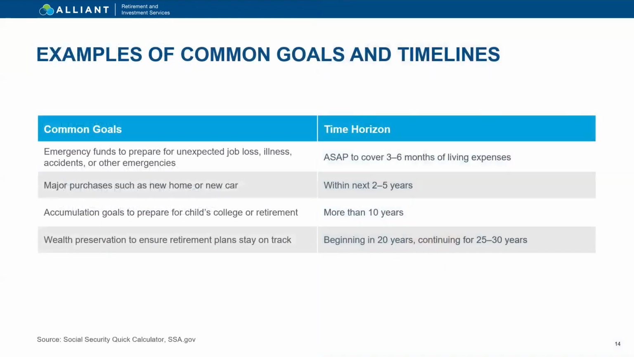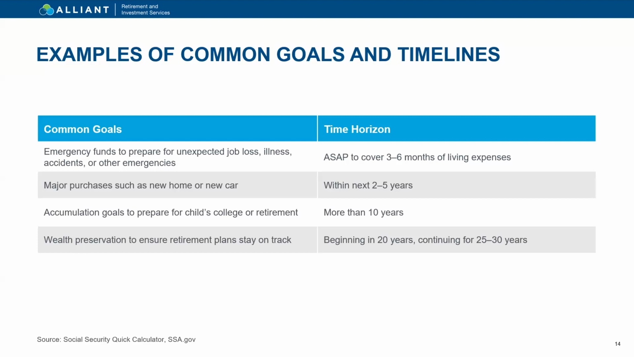So here are some examples of goals and timeframes you can think about and how you might allocate your assets to pursue these goals. We've set up some sample portfolios. So let's just look through this. Emergency funds. You need to be prepared for unexpected job loss, illness, or something else. So your time horizon is as soon as possible. And generally, the rule of thumb is to accumulate 3 to 6 months of living expenses in that emergency fund.